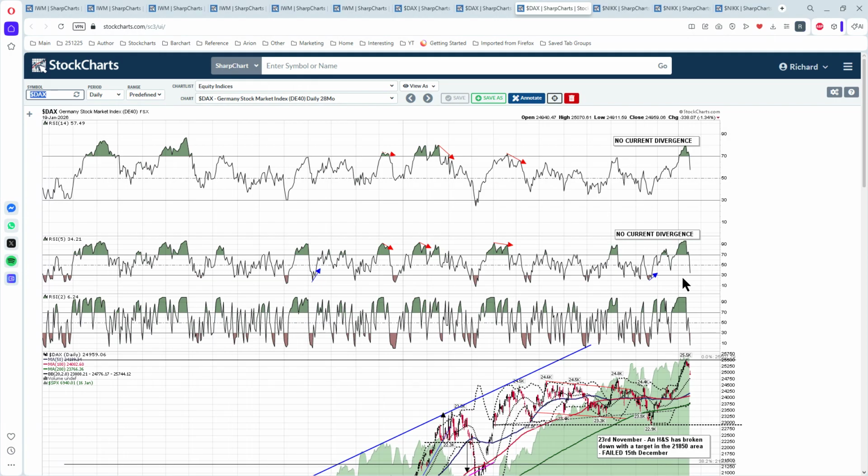DAX, I was saying the situation in terms of signals would be improved if we saw a retracement and then a break up. The retracement is now too deep, and we're getting back towards the daily middle band. So we're not going to get a sell signal there on the RSI 5. We could still get one on the RSI 14.